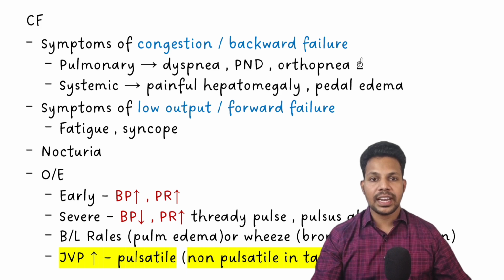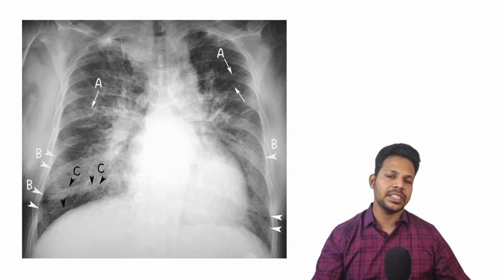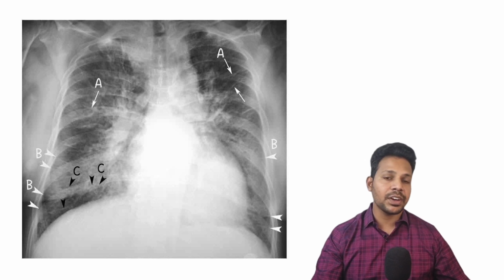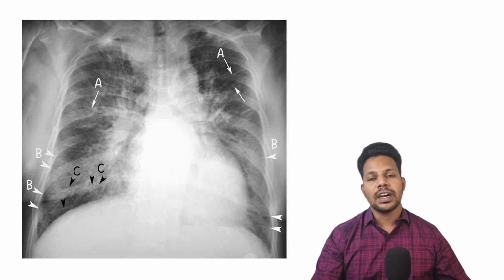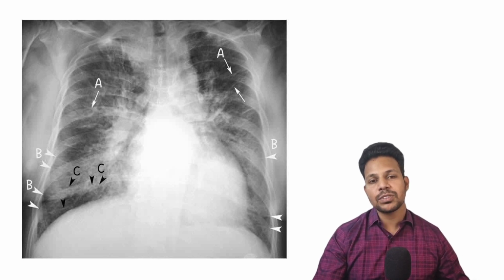Now let's look at the labs. If you can see in the image, we have three different kinds of lines which have been shown, A, B, and C. All of these are Kerley lines only, and all of these lines are because of the engorgement of lymphatics in the interlobular septa. Okay, but the lines have been designated because of their structure.